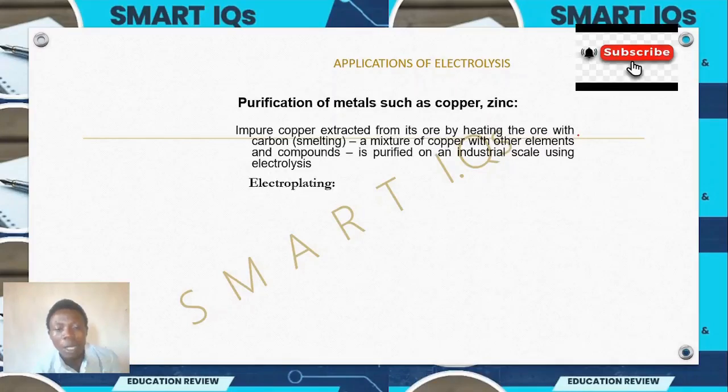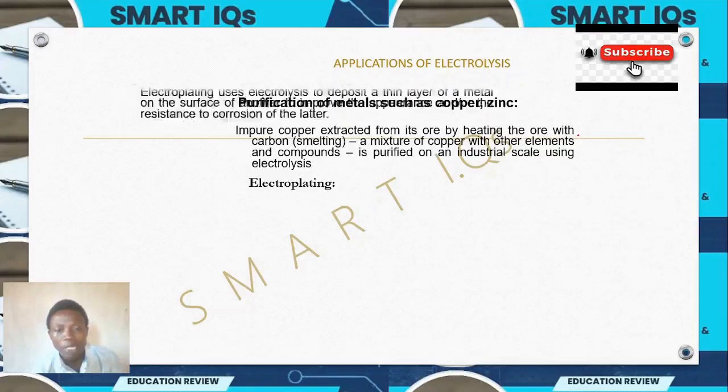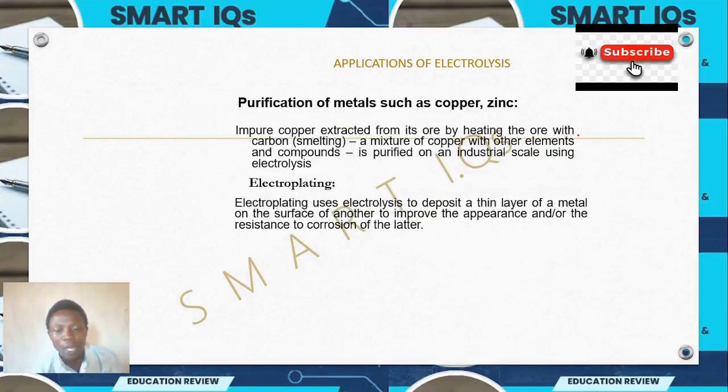So also, electrolysis helps us to electroplate. Electroplating is another application of electrolysis. What is electroplating? Somebody is asking. That means it is a way of coating a metal with another substance, or a substance with another substance, and we do that so that we can improve the appearance or the resistance to corrosion of that particular metal or substance that is being coated.